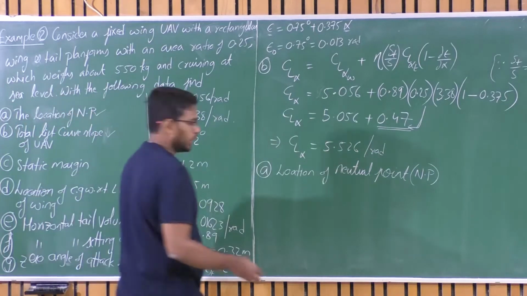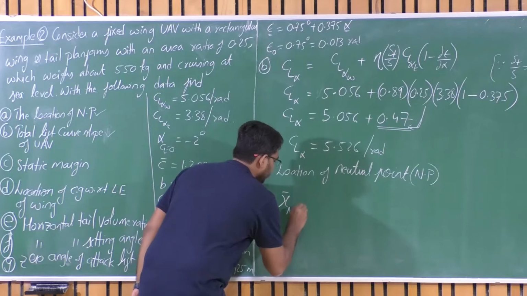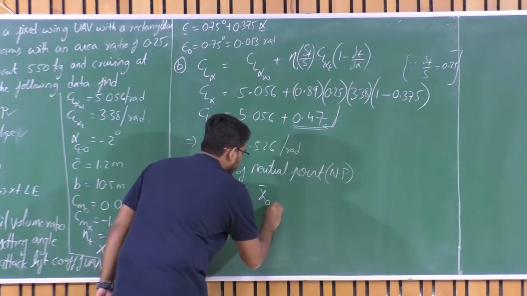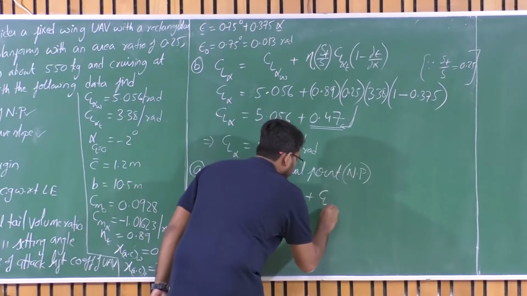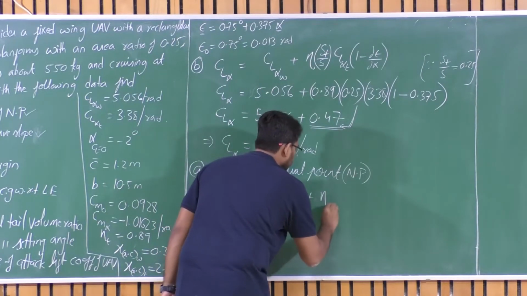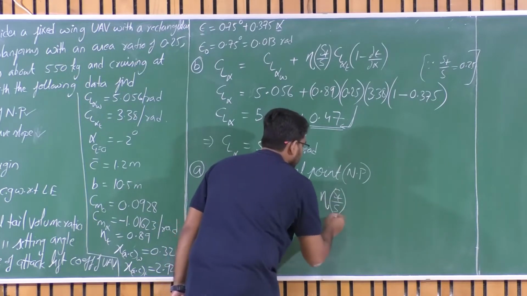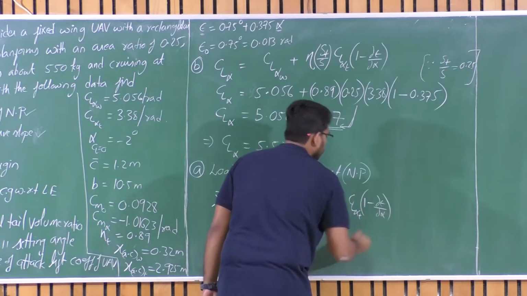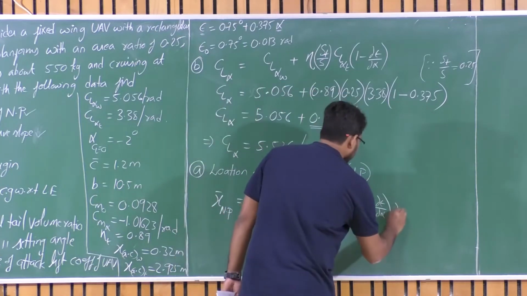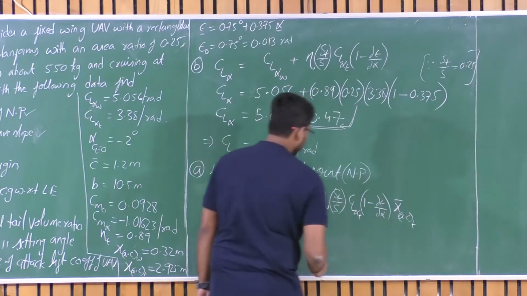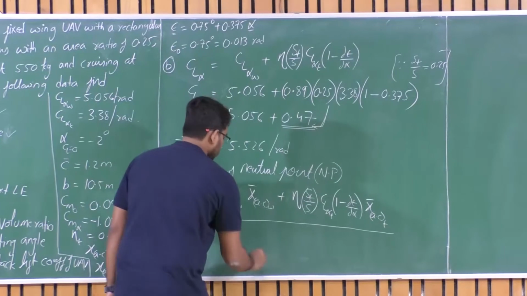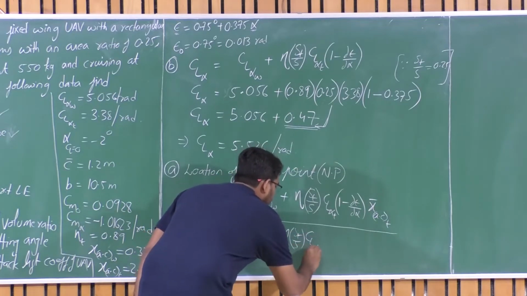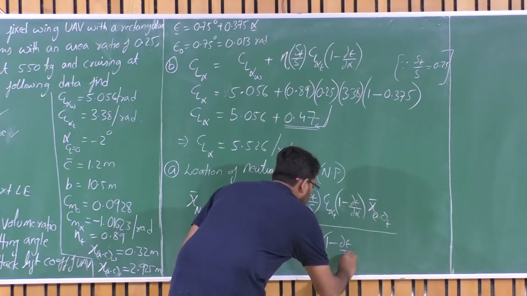I use the weighted average formula, which is x bar NP equals CL alpha of wing times x bar AC of wing, plus CL alpha of tail with the correction factor, eta of tail, ST upon S, times CL alpha of tail times 1 minus dou epsilon by dou alpha, the correction factor due to downwash, multiplied by the location of the aerodynamic center of the tail with respect to the leading edge of the wing, upon CL alpha of wing plus eta ST upon S times CL alpha of tail times 1 minus dou epsilon by dou alpha.